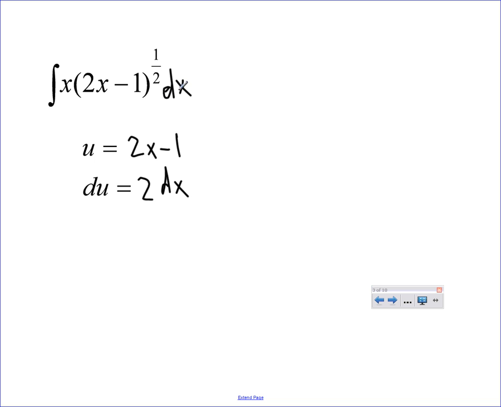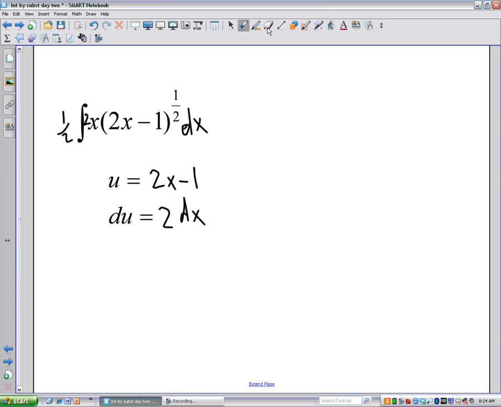So I just have regular old dx, so I'm going to put a 2 in, and as habit has it, put it in the front: 2 in, take the 2 out. So I've just effectively multiplied by 1, no big deal. I want the ability to use different color ink. All right, so 2 dx. Boom, 2 dx, taken care of. 2x minus 1.